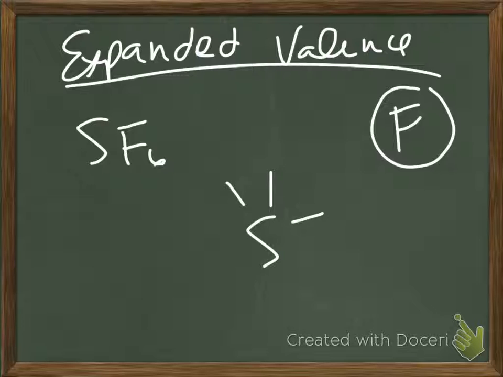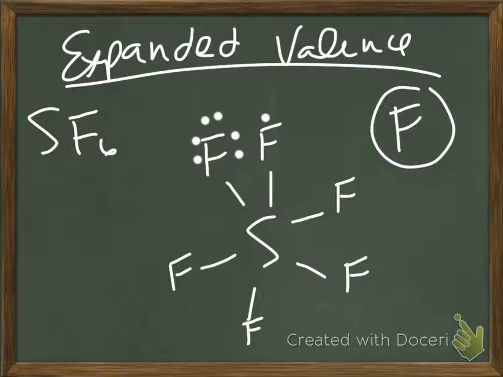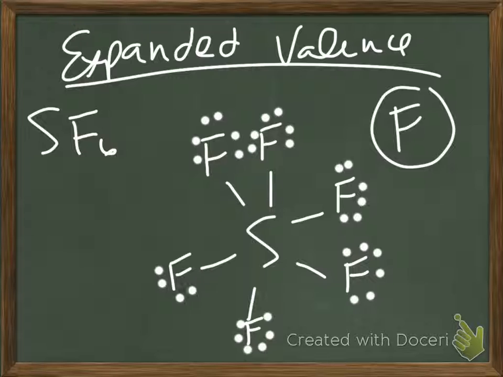Sulfur with six fluorines: fluorine, fluorine, fluorine, fluorine, fluorine, fluorine, each with six more electrons drawn around it. It looks like a porcupine, doesn't it? It's kind of crazy.